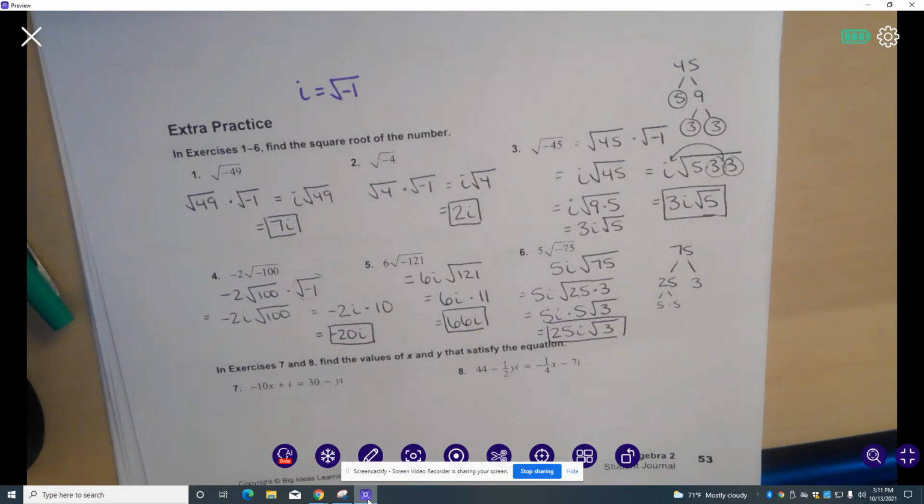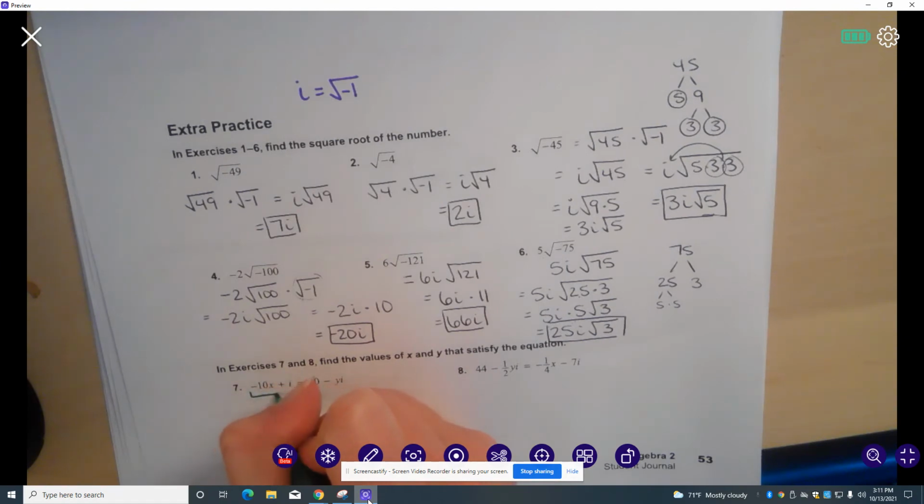All right, in exercises 7 and 8, find the values of x and y that satisfy the equation. So if I look at where x is in this equation, negative 10x plus i equals 30 minus yi, notice x is part of the real portion of this expression. And so what I want to do is find the real part of this expression on the right, which is 30. I'm going to set those equal to each other. So negative 10x is equal to 30.